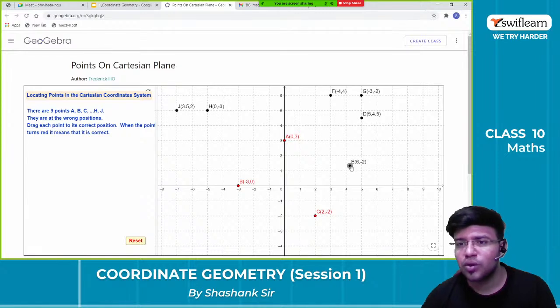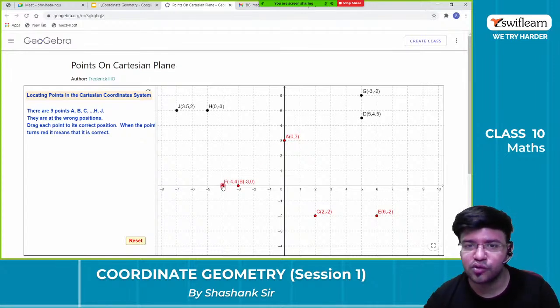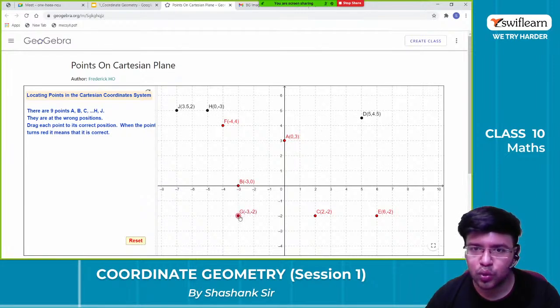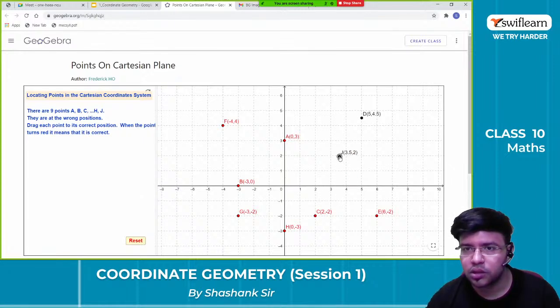E (6, minus 2). X coordinate is 6, Y coordinate is minus 2. This is where we need to place. F (minus 4, 4). Yes, this is where we need to place it. Let us place the remaining points quickly. (Minus 3, minus 2). Yes, G. H (0, minus 3). It is a coordinate on the y-axis. And the last one (3.5, 2). X coordinate is 3.5 and Y coordinate is 2.